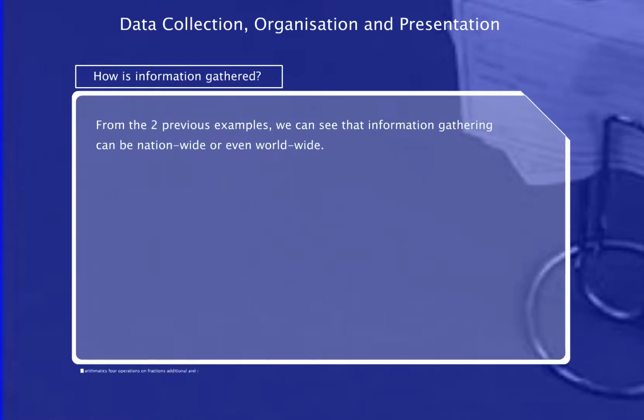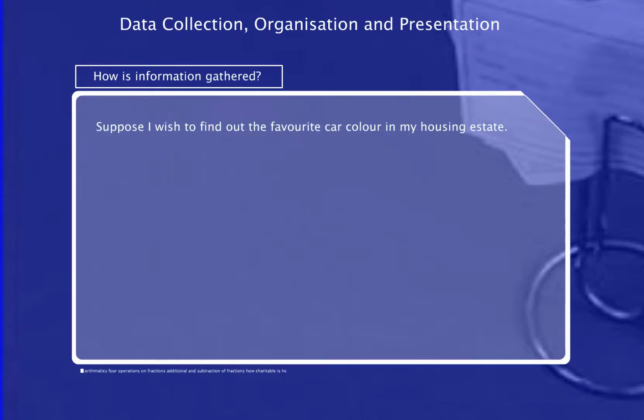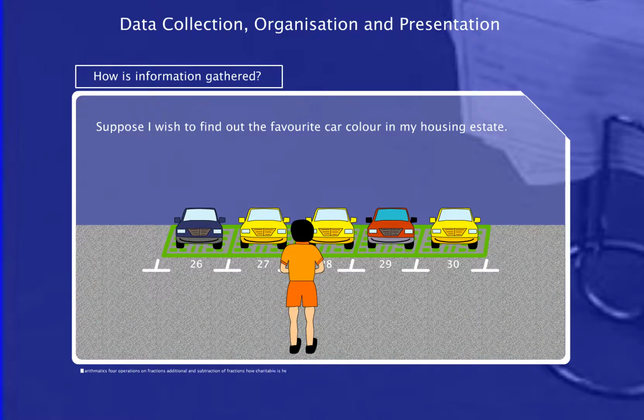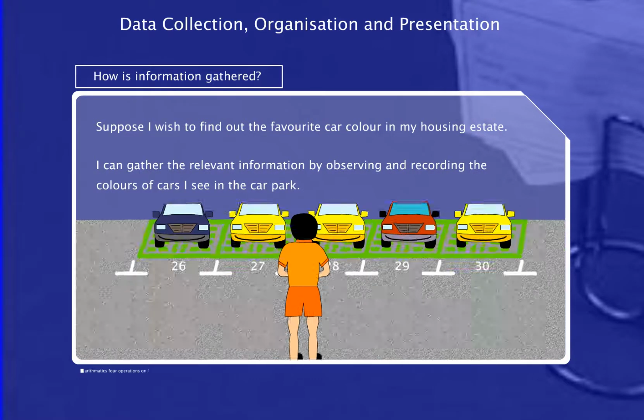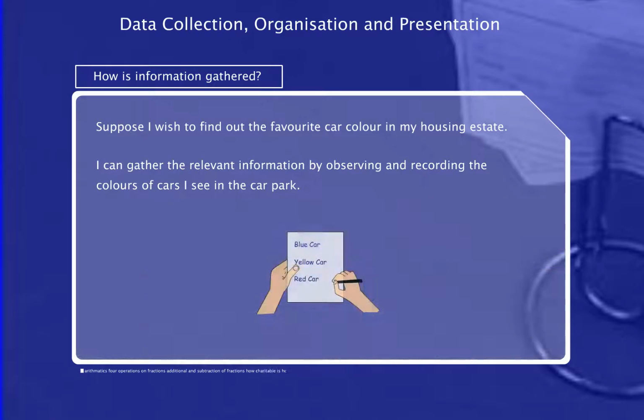From the two previous examples, we can see that information gathering can be nationwide or even worldwide. Can we also gather information individually by ourselves? Suppose I wish to find out the favorite car color in my housing estate. I can gather the relevant information by observing and recording the colors of cars I see in the car park.